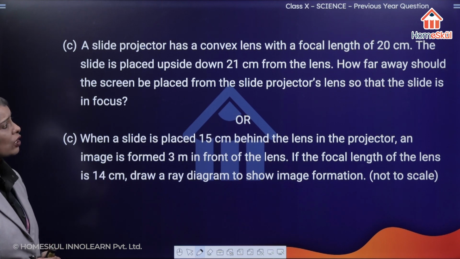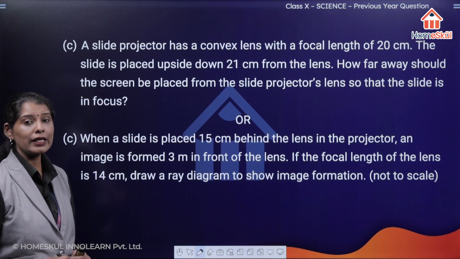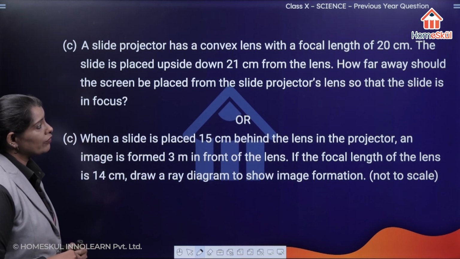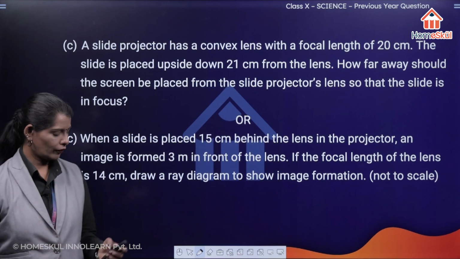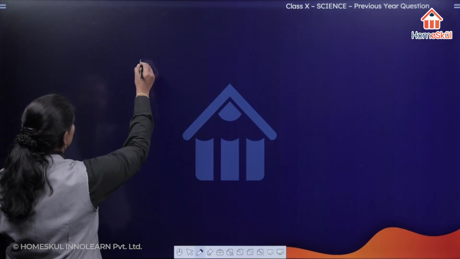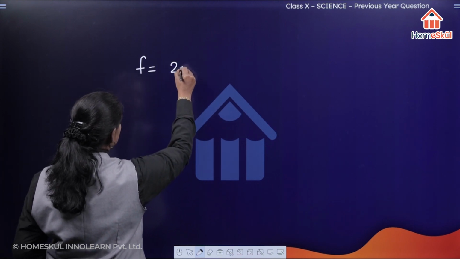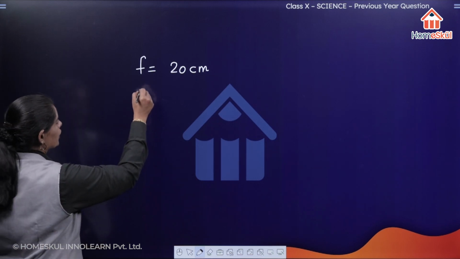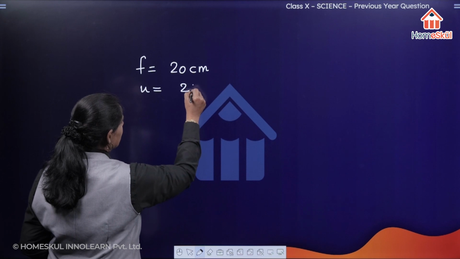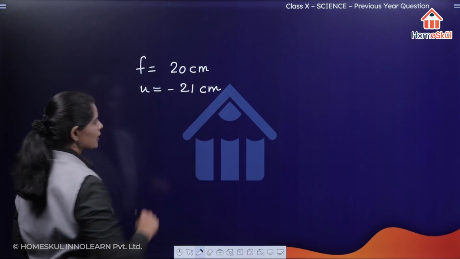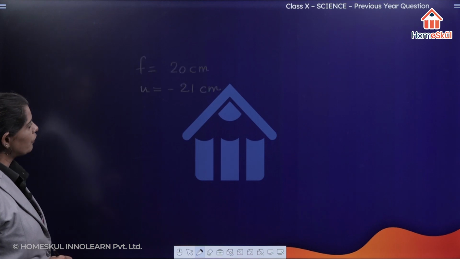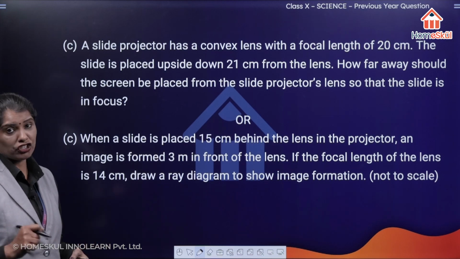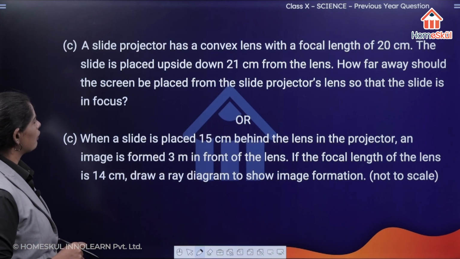A slide projector has a convex lens with a focal length of 20 centimeter. And what else is given? The slide is placed upside down 21 centimeter from the lens. So, what is given? Focal length, right? Focal length is given to be 20 centimeter, and for a convex lens, we know that as per sign convention, it is taken as positive. What about the object distance? It is given 21 centimeter, and object distance is always taken as negative, right? And what we have to find out here? We have to find how far away should the screen be placed. That means we have to find the image distance, that is V. Okay, so let's solve this question now.